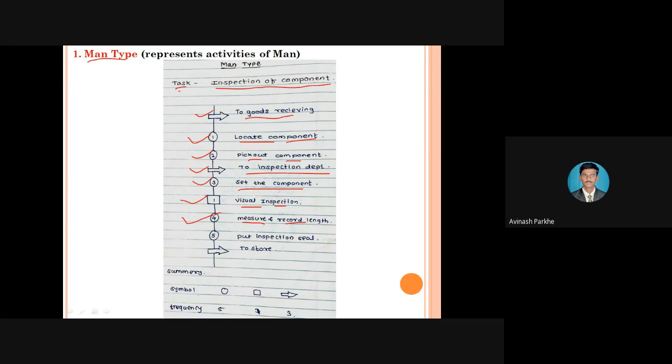That means he will see the components from all the directions. That means once the component is located for the inspection purpose, that operator or that particular man, he will see that particular component from all the directions. Maybe he will see from the top, he will see from the bottom, he will see from the right side, he will see from the left side. So all that particular visual operation will be taking place in this particular rectangle symbol.